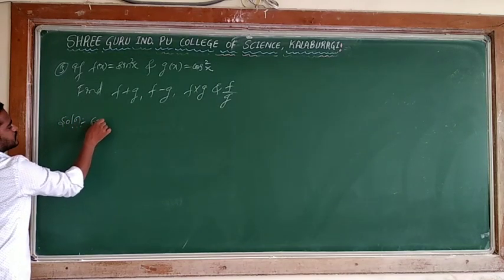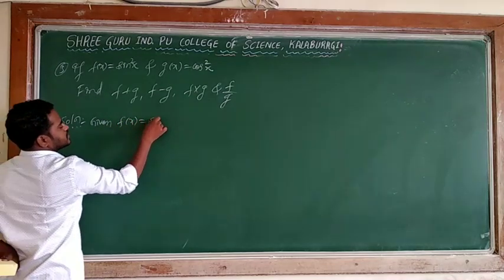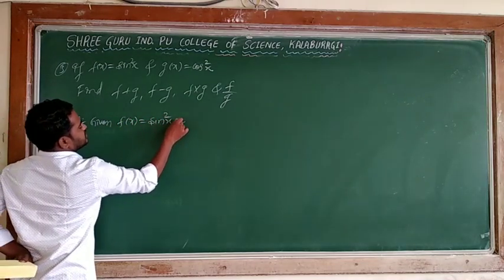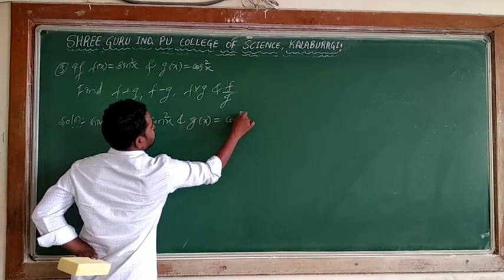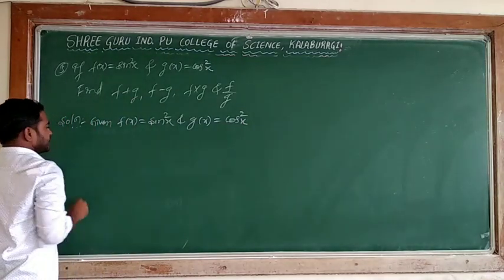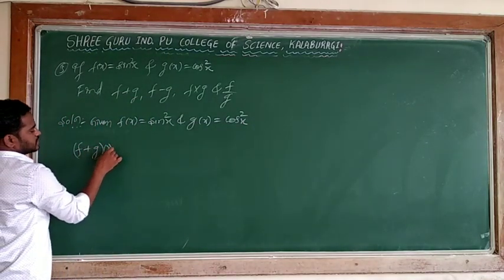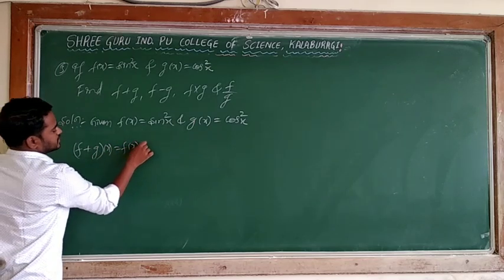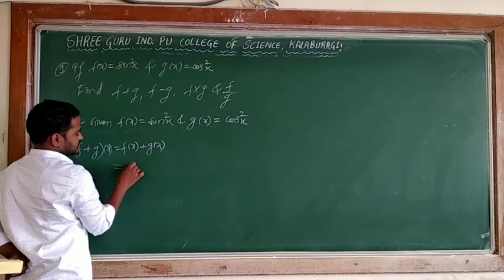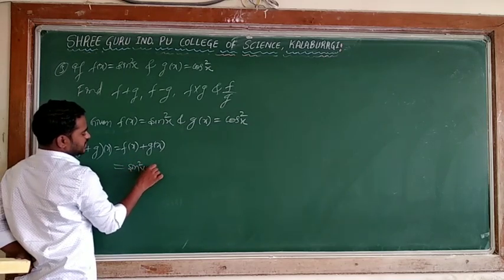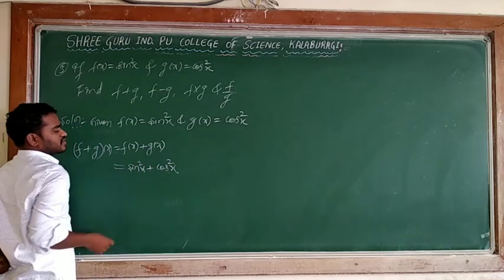Given, what is given here? f of x is equal to sin square of x, and g of x is equal to cos square of x. Addition case, f plus g of x, f of x plus g of x. What is f of x? sin square x plus cos square x. What is sin square x plus cos square x?